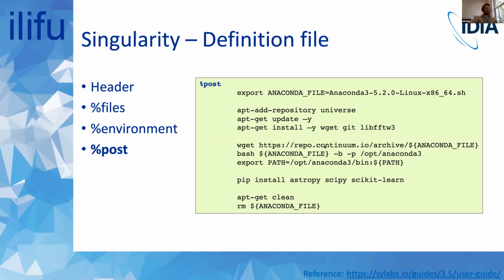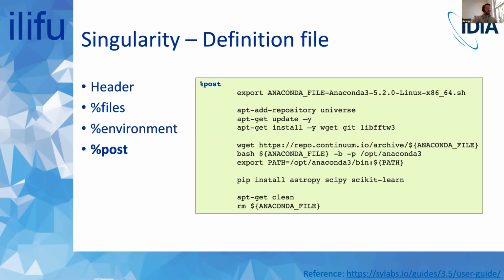For example, in the example on the slides, I am adding a repository to my Ubuntu. I'm installing a number of packages such as wget, git, and other libraries that might be necessary. I'm downloading Anaconda and installing it, and then I'm pip installing, using the pip from Anaconda or the Python environment, to install several packages. And at the end of the setup, I am removing the install file because you don't need that anymore, and just cleaning up the container.